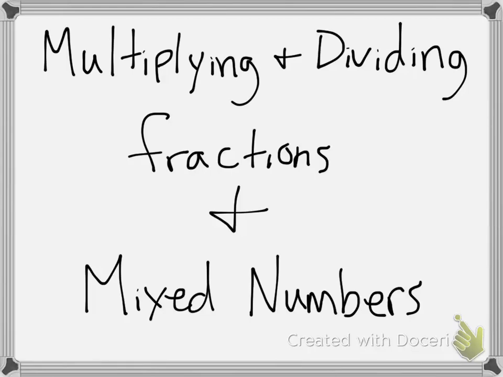Okay, so today we're going to be reviewing how to multiply and divide fractions and mixed numbers. In my opinion, multiplying and dividing fractions and mixed numbers is actually easier than adding and subtracting. So when we're multiplying, if we have the problem 1/4 times 2/5, you simply multiply straight across.